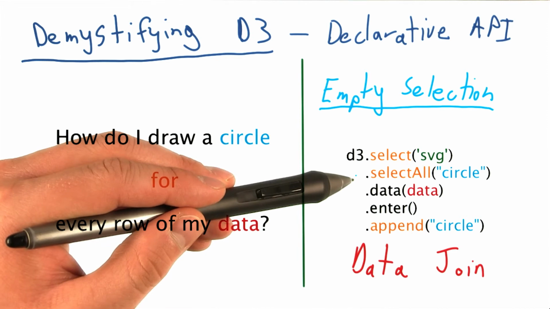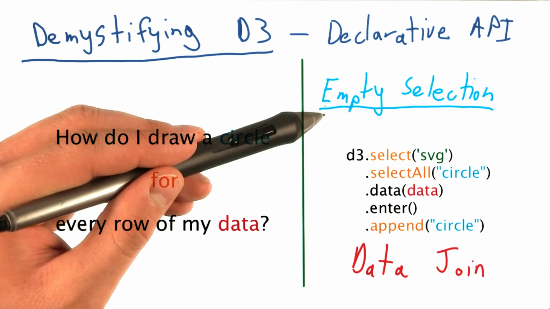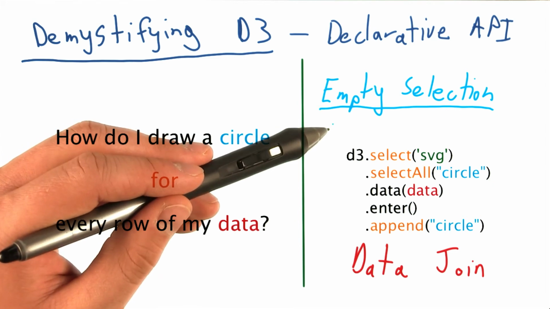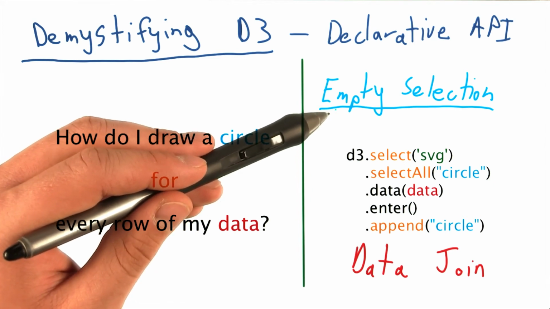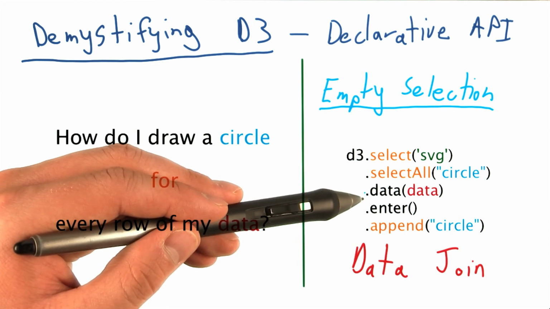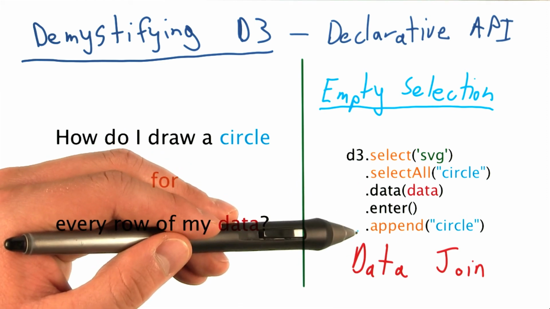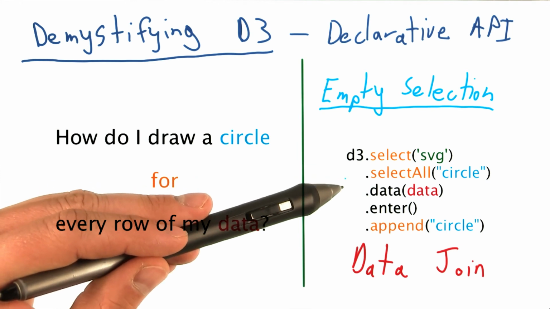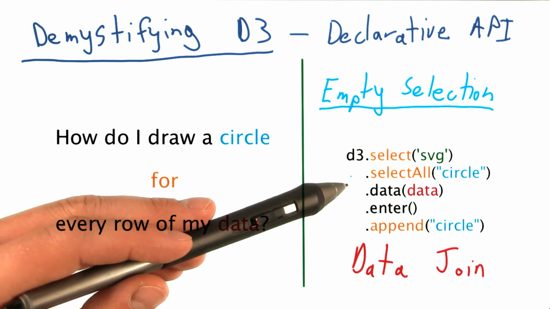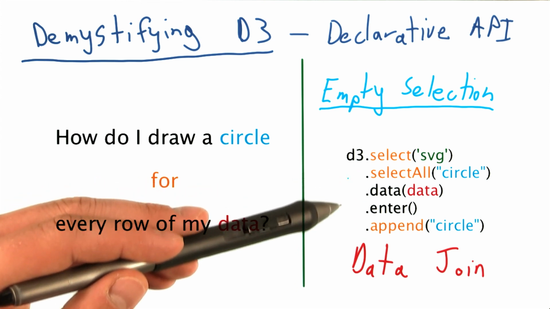Well, if we simply select circles when there are none, we get the empty selection. Well, then you might be asking, if it's an empty selection, how can you bind data to nothing? Well, I would argue, you bind the data to the circles that will be there. Well, this might seem somewhat circular reasoning, no pun intended, but let's break it down and really understand what's going on in this snippet of code.